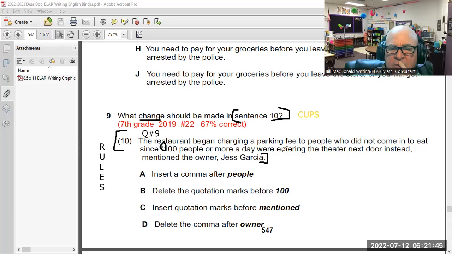"100 people or more a day were entering the theater next door. Instead," mentioned the owner. Since they forgot to stop talking, I'm going to put a yellow mark there. Let me undo so I can do it in the correct color. Yellow to start, and it should have been yellow to stop. So I already know that's the mistake, but we'll go ahead and take a look at all 4 to see what the distractors are, etc.